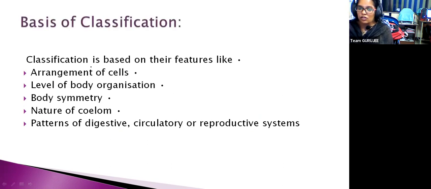Next, the basis of classification. Classification is based on features like the arrangement of cells, the level of body organization, body symmetry, and whether it has a coelom or not. Coelom means a hollow space. Also the patterns of the digestive, circulatory, or reproductive system. Based on all these characters, they are classified.